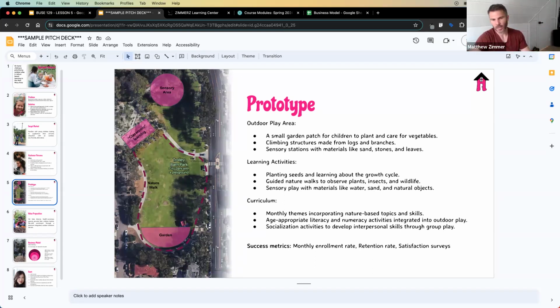And the reason we want to talk about a prototype is we're trying to really de-risk our business. We're trying to take risk off the table and test the market. Again, we're doing these small incremental steps, and we're trying to put something together that allows us to test our hypothesis in as low-risk a way as possible.